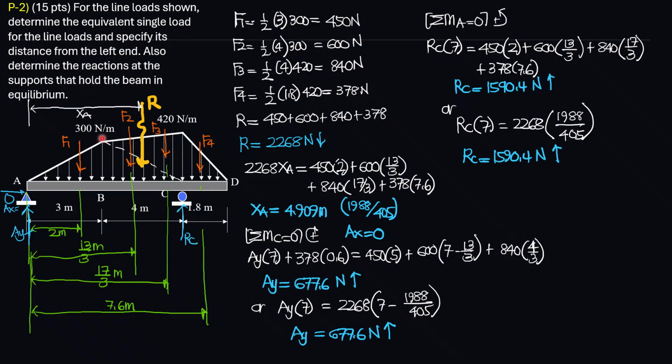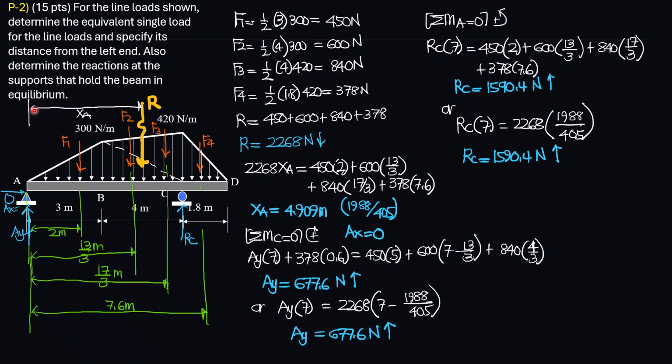So everything is completed. So F1 is 1/2 of 3 meters by 300 Newton per meter, so 450 newtons. F2 is 1/2 of 4 times 300, so it is 600 newtons. F3 is 1/2 of 4 times 420, 840 newtons. And F4 is 1/2 of 1.8 times 420, so 378 newtons. This R here is the sum of F1, F2, F3, and F4, and it is downward, so 450, 600 plus 840 plus 378, so 2268 newtons.